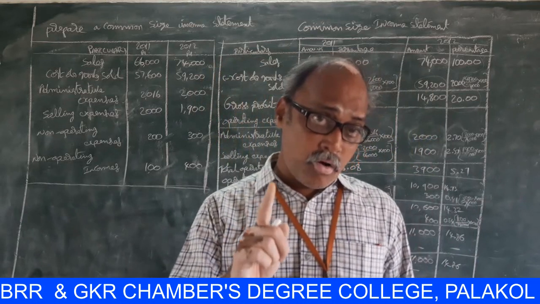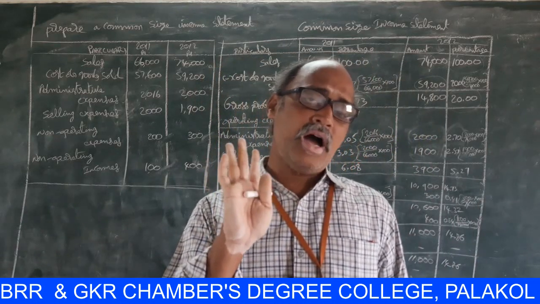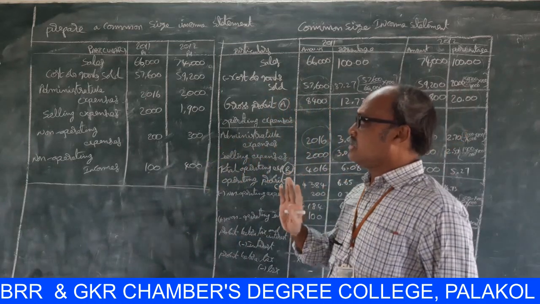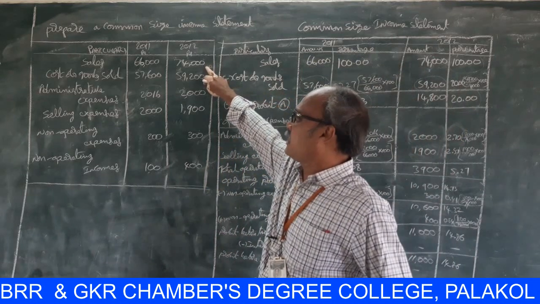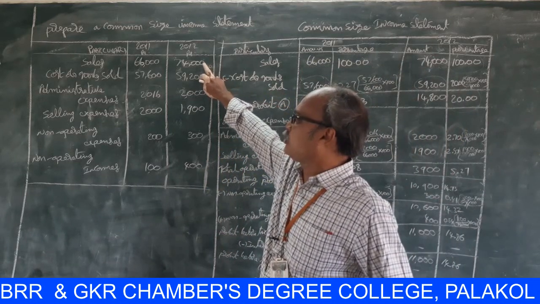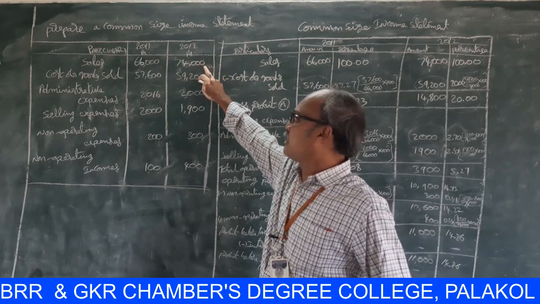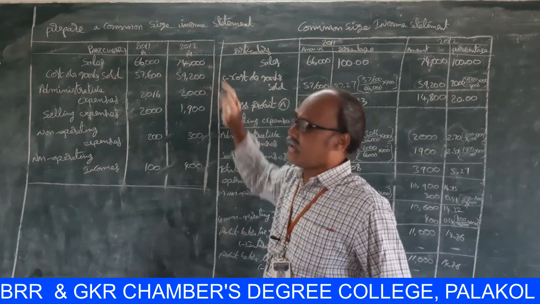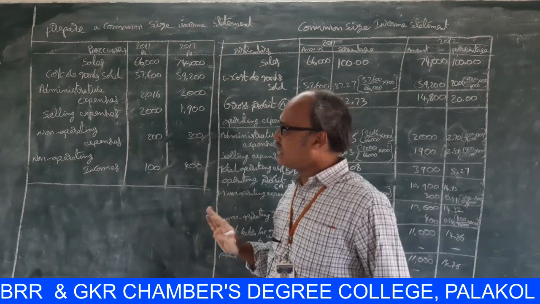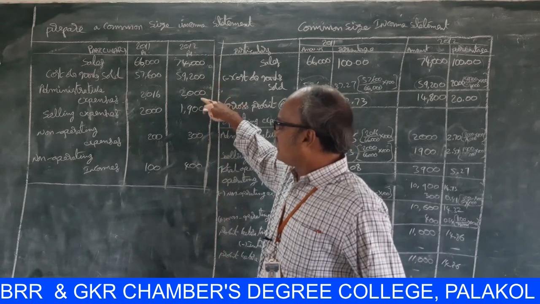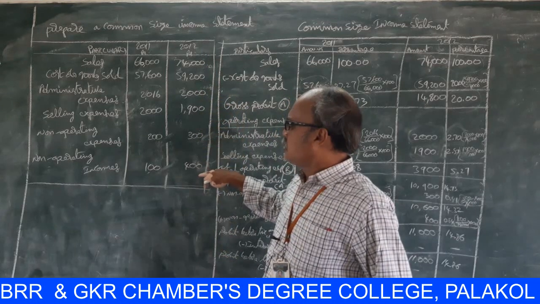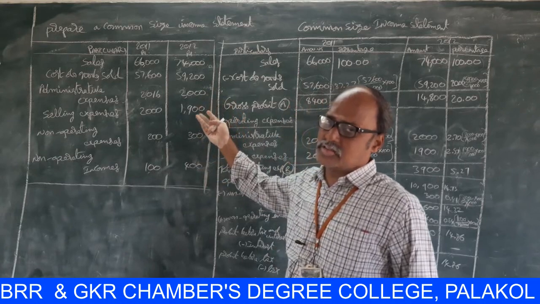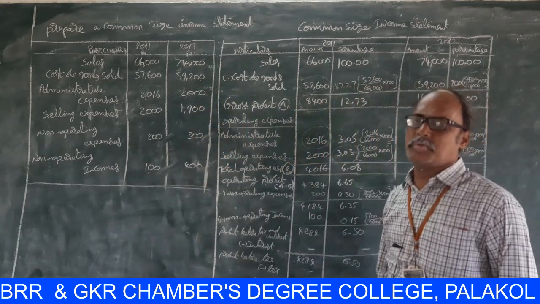Another most important thing while preparing the common size income statement is that the sales figure is assumed to be equal to 100, and all other items are shown as percentage of sales. That is the most important thing here.